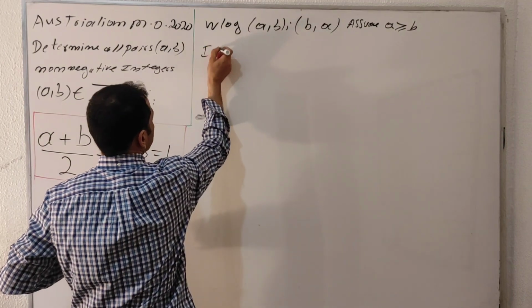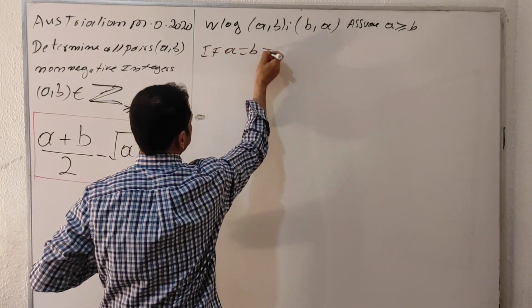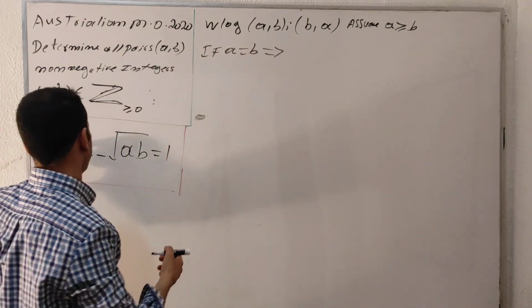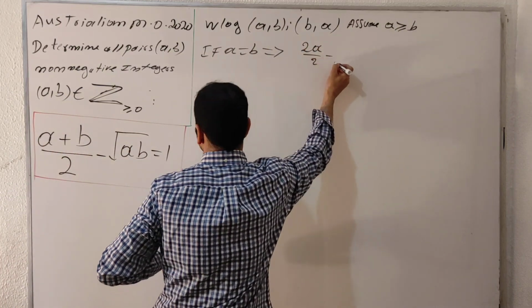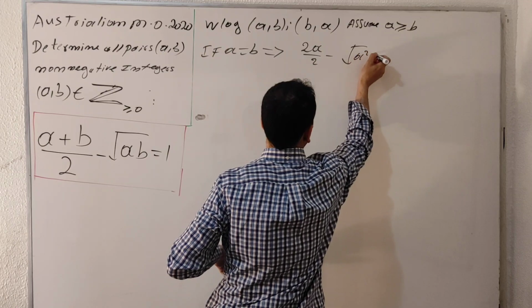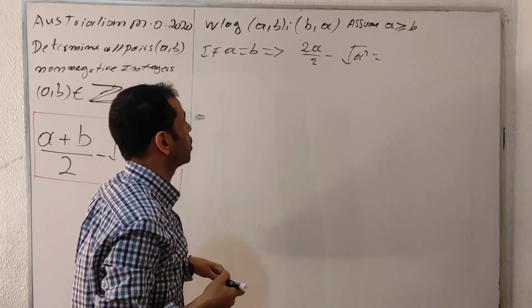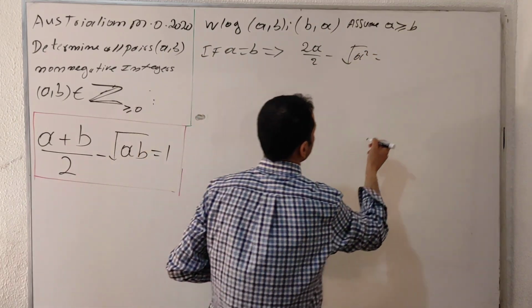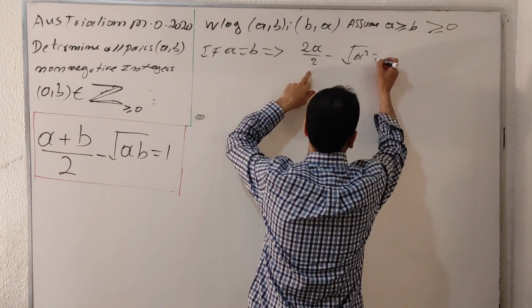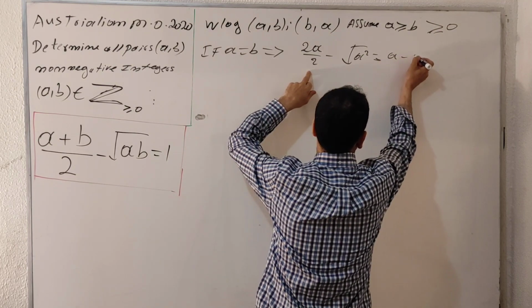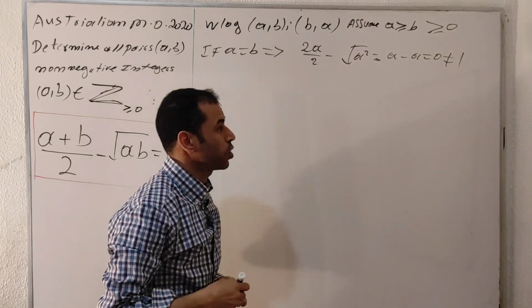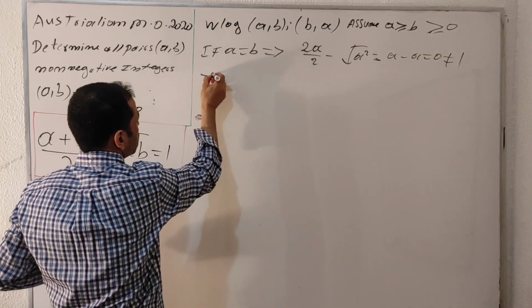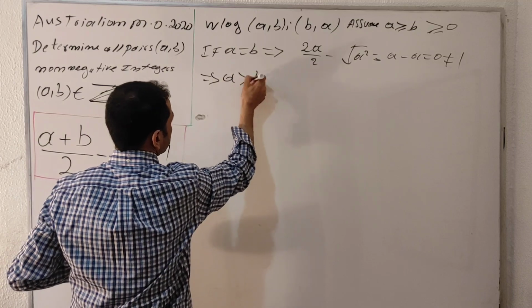If A equals B, I'm going to insert this into the setup. I will have 2A over 2 minus the square root of A squared. As we know, A is a non-negative integer, so we'll have A minus A, which is 0, which is not verifying our equation, okay? Which means A is strictly greater than B.